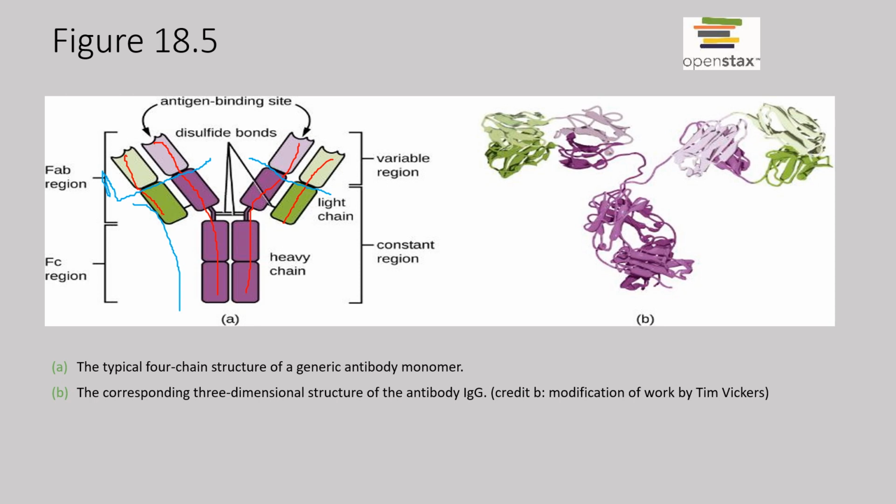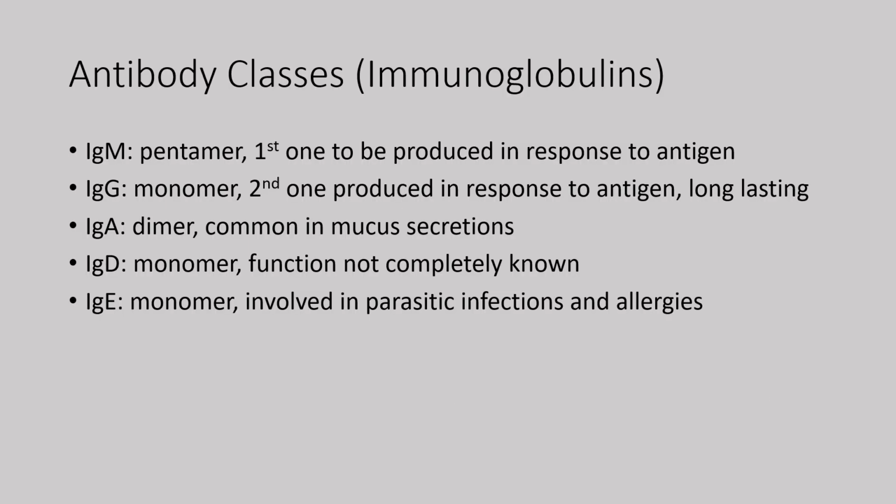And then on the very tips of the Y, this region right in here, so you can see a little bit better, this area right here. This is known as the antigen binding site. So when an antibody comes in contact with a specific antigen, then this is where the antigen binds, on this end, on the tips of the Y. So that's the structure of your antibodies, or those, like I said, they're known as immunoglobulins.